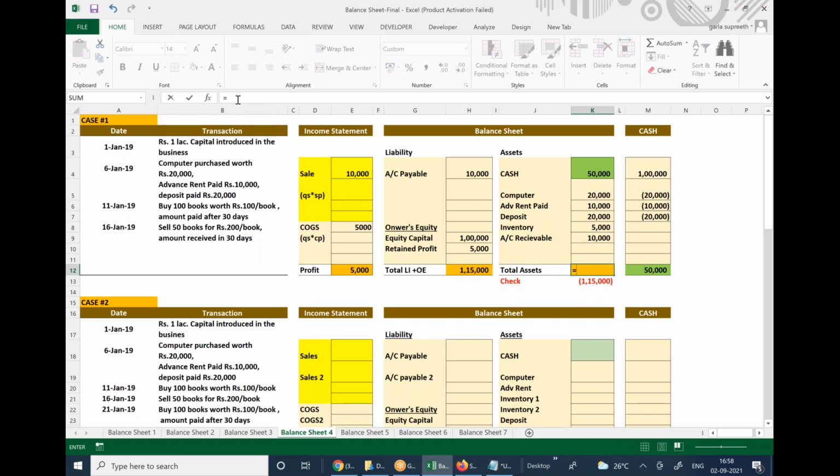So it will be equals sum of, open the bracket, write from cash till account receivable, close the bracket, and enter. Perfectly matching. Balance sheet is matching. Company is under profit. Still, it's a cash rich company. Still they have 50,000 in their cash. This way you actually calculate income, balance sheet, cash flow at one shot.